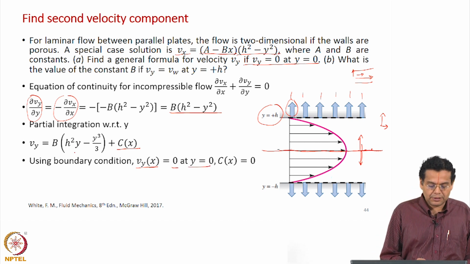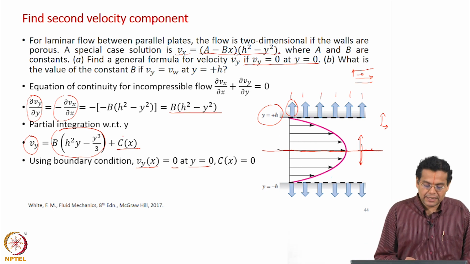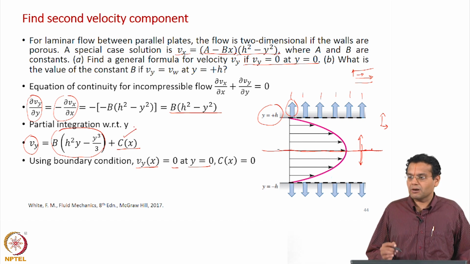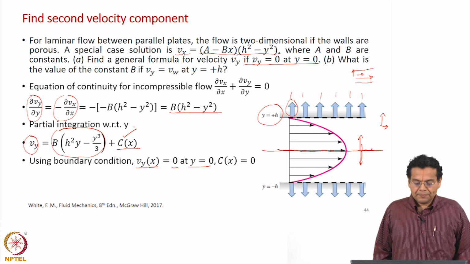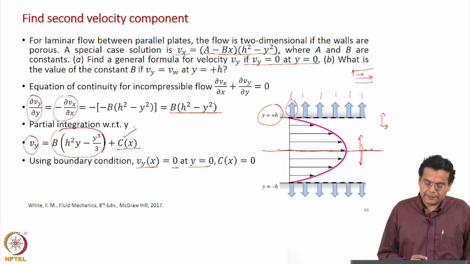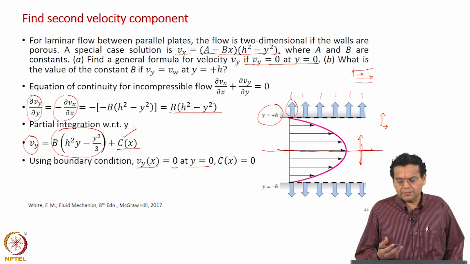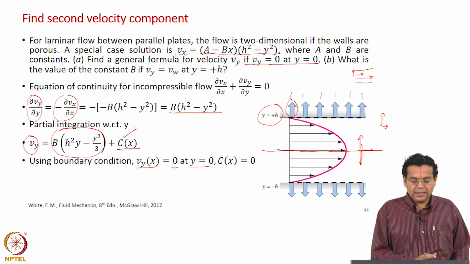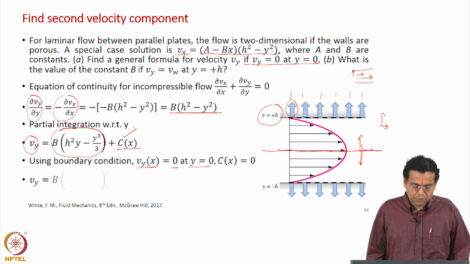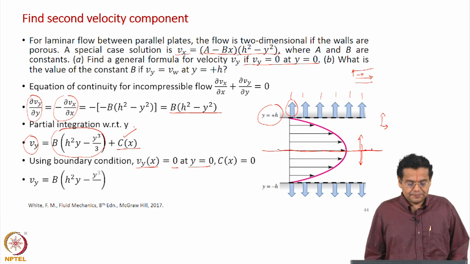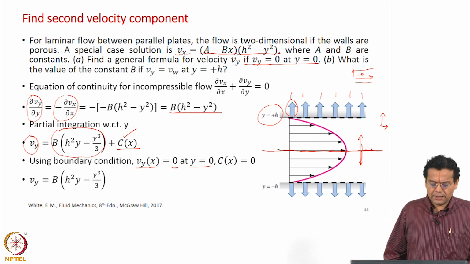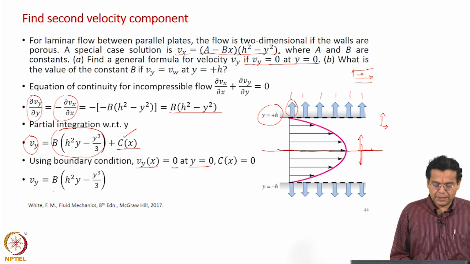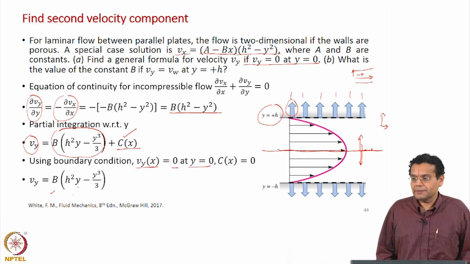So, if you substitute y equal to 0 here, this term vanishes, and Vy is 0, which means that c as a function of x equals 0. So the constant has just become 0. That is how we evaluate the constant, similar to usual integration: use the boundary condition and evaluate c equal to 0. Now your expression for the y velocity component becomes Vy equal to b into (h squared y minus y cubed by 3).